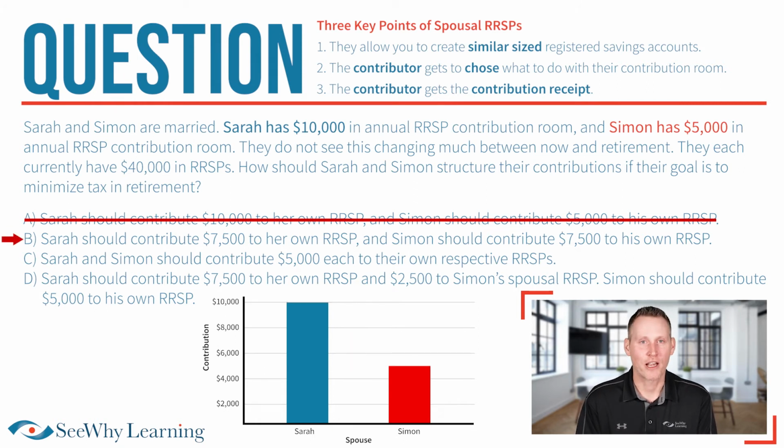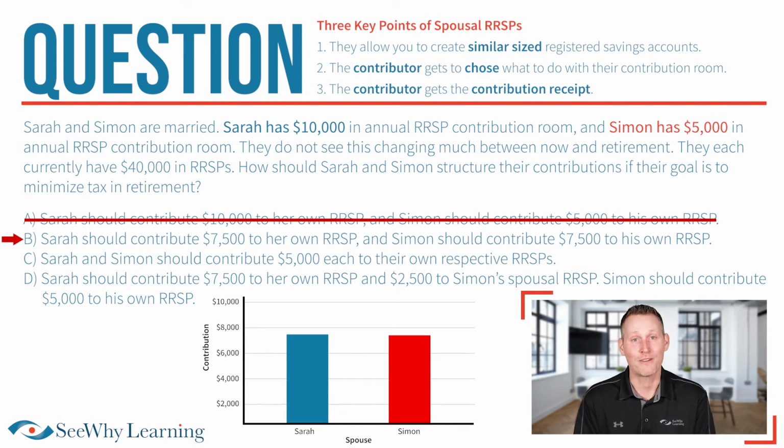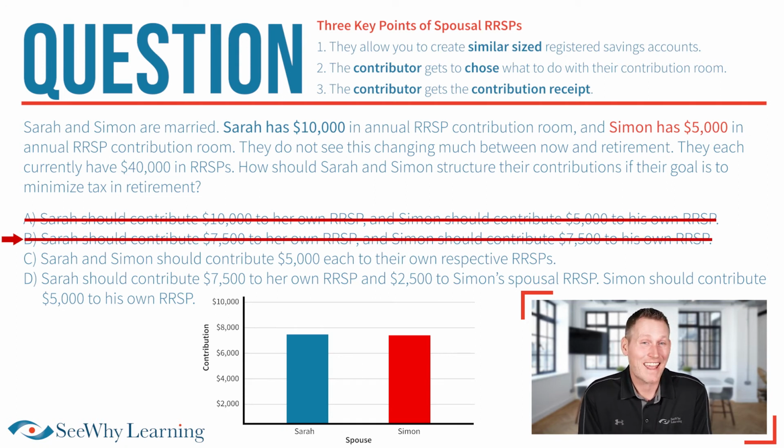Answer B. Sarah should contribute $7,500 to her own RRSP, and Simon should contribute $7,500 to his own RRSP. Sure, this would result in Sarah and Simon having similar amounts saved in their RRSPs, but in this one, the student's bang on. It's just not possible. We can get rid of answer B because Simon can't contribute more than $5,000 into his own RRSP. He just doesn't have enough contribution room. All right, two answers down and we still haven't found a good one.